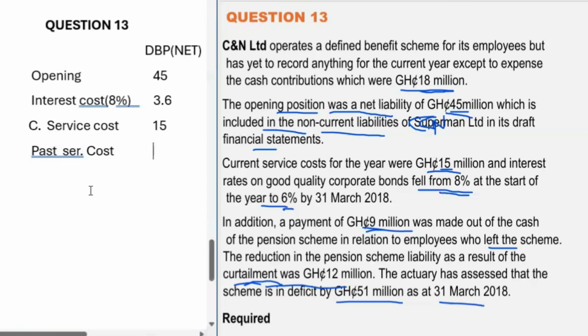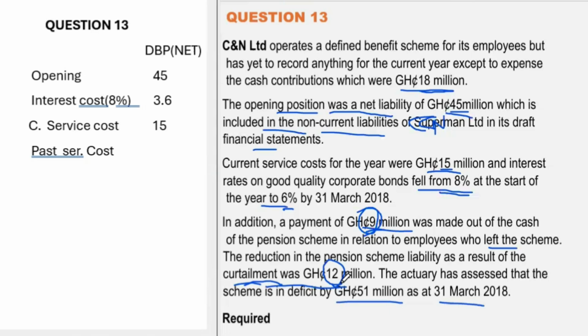So let's get the loss. Now, we said the asset paid to them was what? We paid them 9 million. Are you following? But there was a reduction in the liability by 12 million. It says the reduction in the pension scheme liability as a result of the curtailment was 12 million. So would you agree with me that there is a gain on settlement?